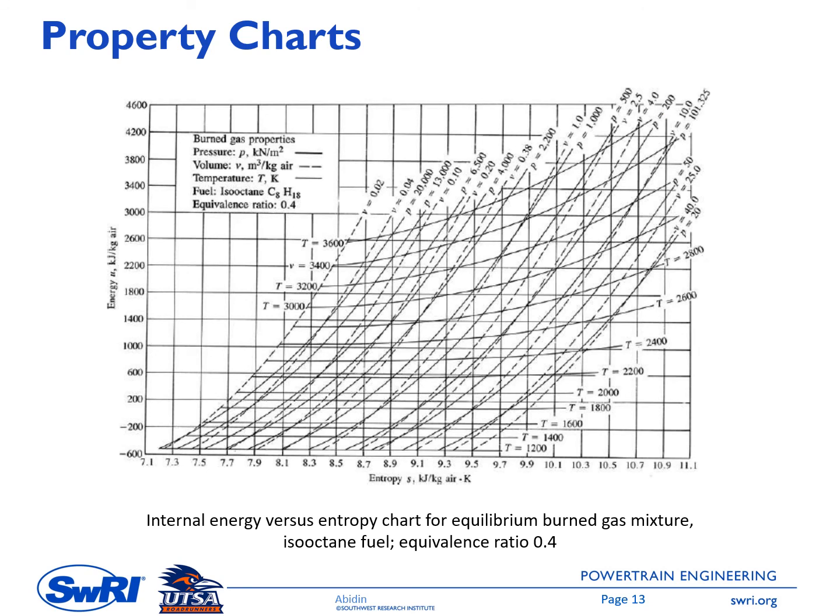Same thing here, it is for internal energy versus entropy for equilibrium burned gas. The previous one is for the unburned mixture, this one is for burned gas, and this is coming from the combustion of isooctane, still C8, with an equivalence ratio of 0.4. So from this chart you can get once again the internal energy and entropy as a function of temperature and pressure.